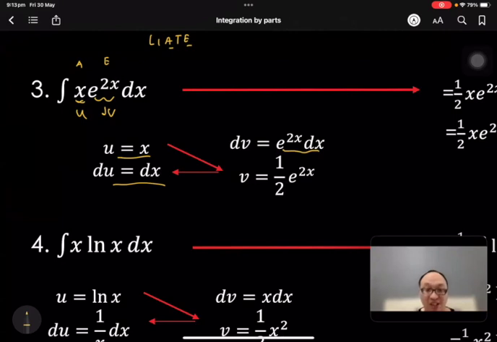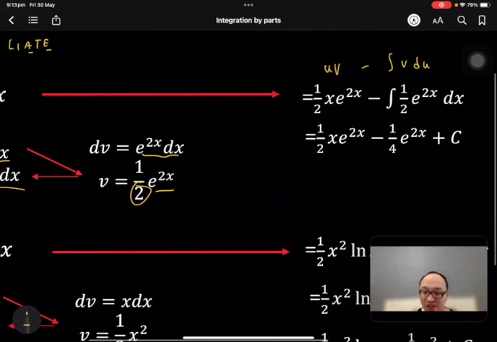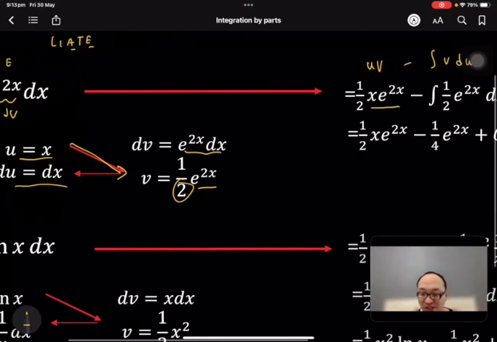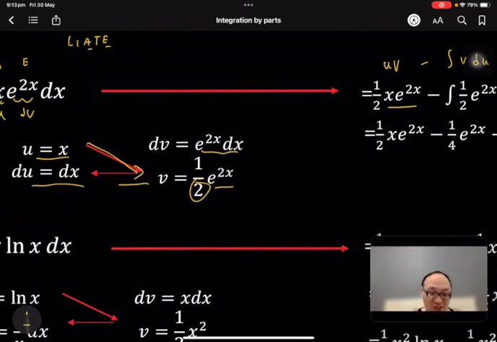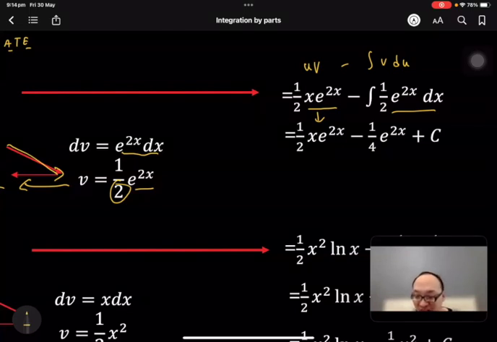The integration of e to the 2x is e to the 2x, and divide by the derivative of 2x, which is 2. Now we put again into the formula uv minus integral v du. So uv is x times half e to the 2x minus integral half e to the 2x dx. So this one we copy. And then integral of half e to the 2x dx is again still e to the 2x, but now divide by 2 again, so it becomes 1 over 4 plus c.